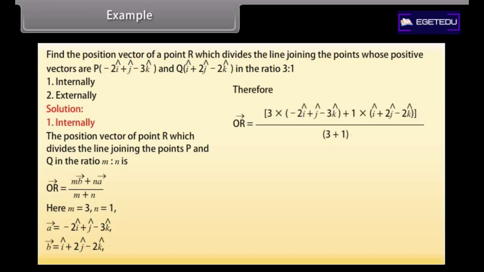Therefore, vector OR equals 3 into minus 2 cap i plus cap j minus 3 cap k plus 1 into cap i plus 2 cap j minus 2 cap k by 3 plus 1 equals minus 5 cap i plus 5 cap j minus 11 cap k by 4, which is equal to minus 5 cap i by 4 plus 5 cap j by 4 minus 11 cap k by 4.